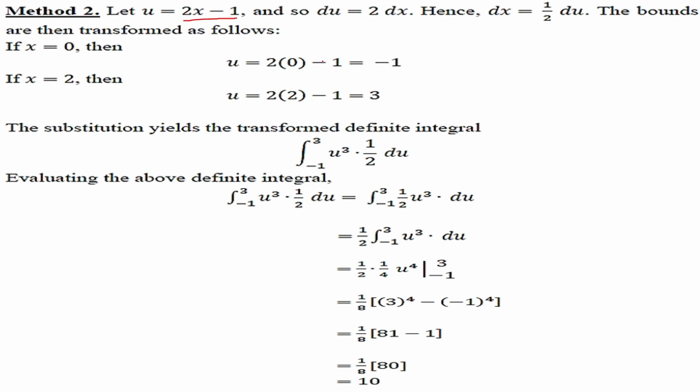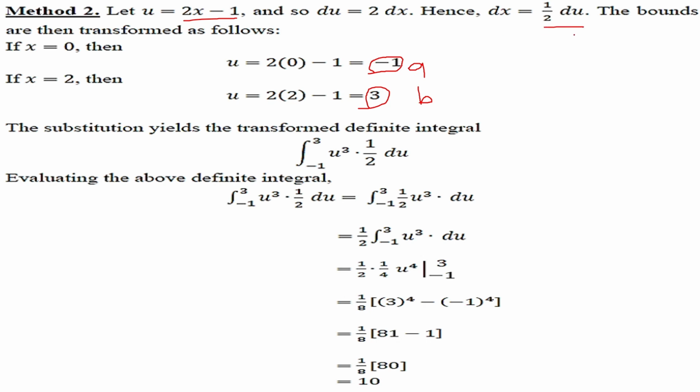This is our given, right? 2x - 1. So the first one, we will use 2 times 0 minus 1, it is equal to negative 1. 2 times 2 minus 1, it is 3. Therefore, this is the value of our a and b. Okay, so let's have the substitution yield the transformed definite integral. We have the definite integral from negative 1 to 3 of u^3 times 1/2 du.